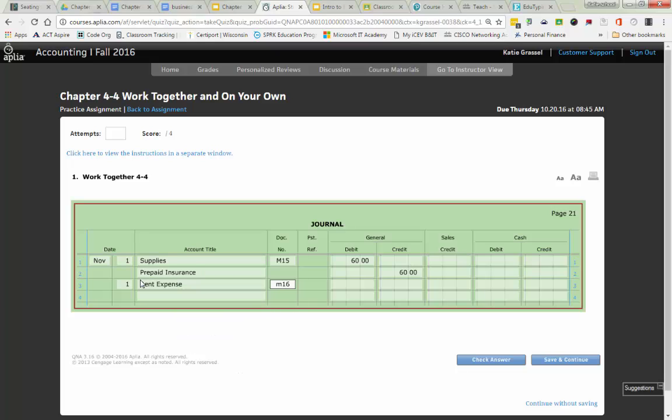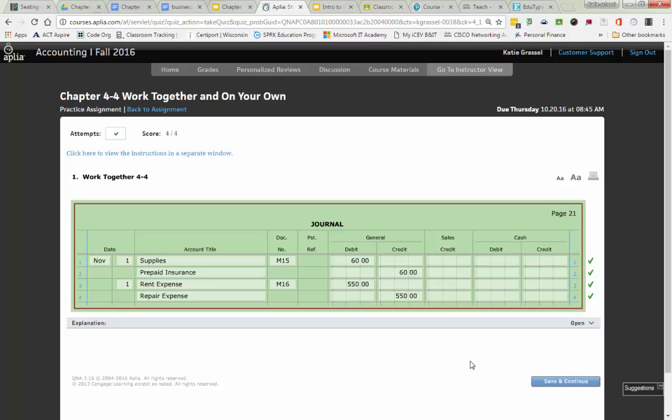Source document is M16 for $550. Repair expense is going to be credited for $550 because it said as a debit to repair expense, so we have to fix that. I'm going to check my answer. I got them all right. Almost got the last one wrong until I reread that one. Go ahead and try it on your own.